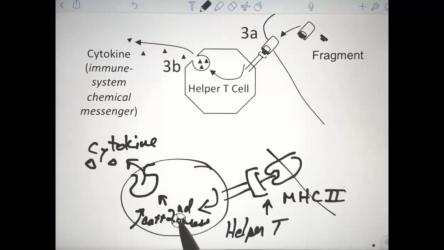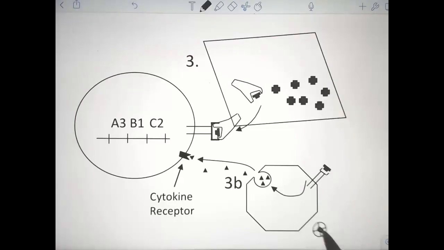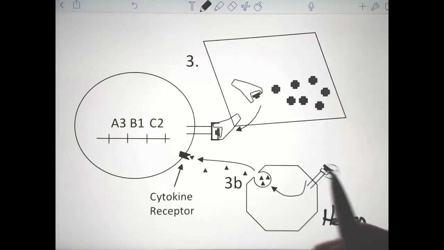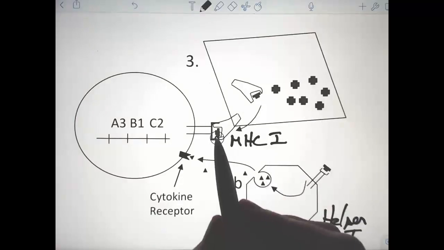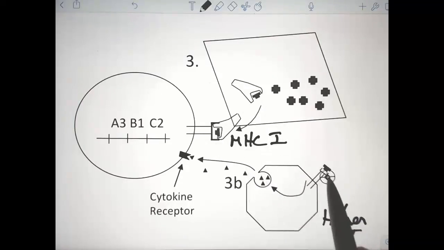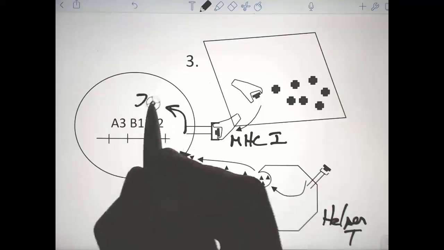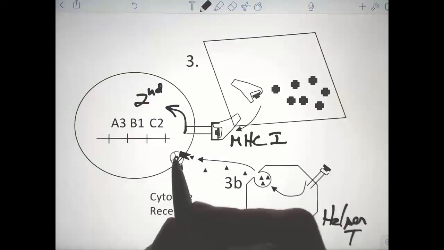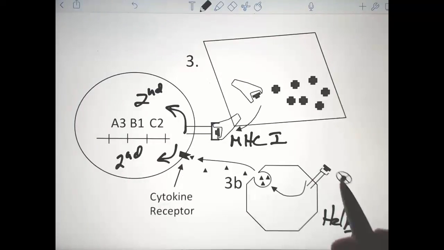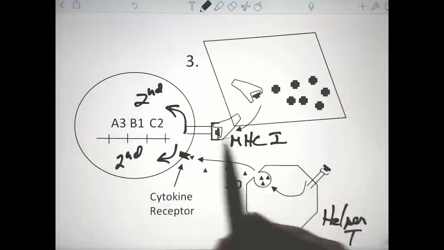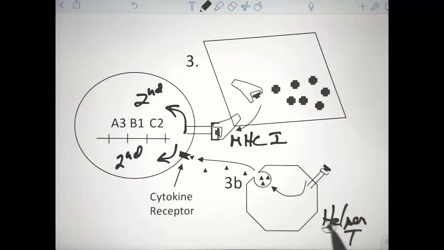If there is a nearby killer T that has bound the same fragment, it has receptors that will bind to that cytokine. Here's our helper T again. It's bound a fragment presented in an MHC class 2. Here's an MHC 1, also holding that fragment. And those two events have resulted in a second messenger cascade from that binding and a different second messenger cascade from this binding. And these events will only happen if there's been an infected cell that activates the T cell and at the same time a helper T.